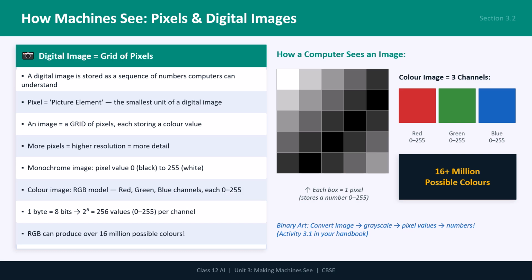Look at the pixel grid on the right side. That's literally how a computer sees an image. A matrix of numbers, no colors, no beauty, just digits. And from these digits, the machine has to learn everything. More pixels equals higher resolution equals more detail. ये remember करना है. And binary art is a great hands-on way to actually see this yourself.